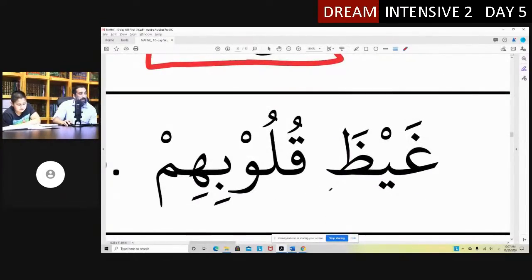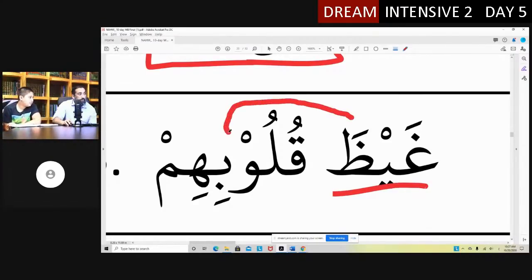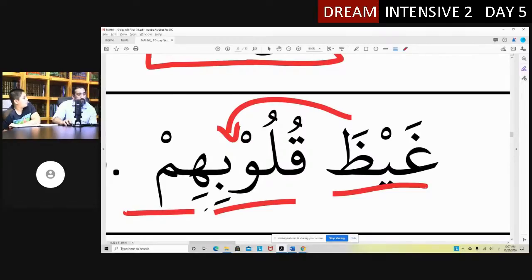غيظ قلوبهم. Is غيظ light? Yes, no al. Is qulubi jar? Qulubi, yes, right here. What about qulubihim? When you have an ism and a pronoun, it makes mudaf and mudaf ilayh.